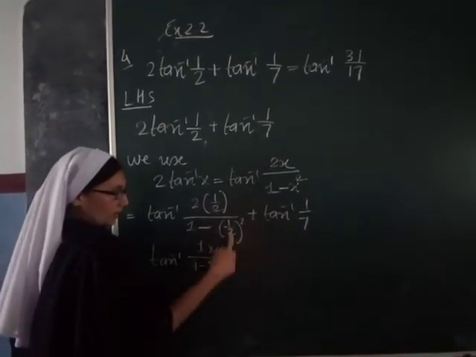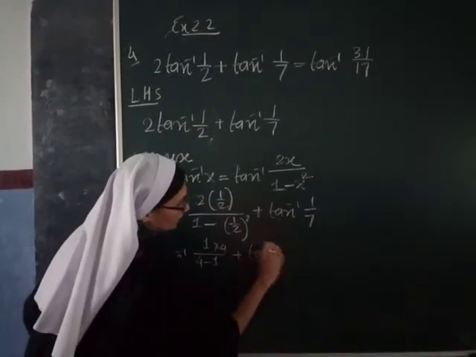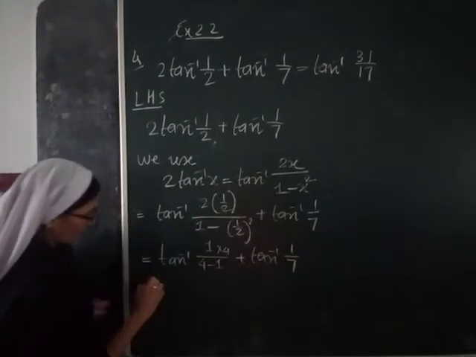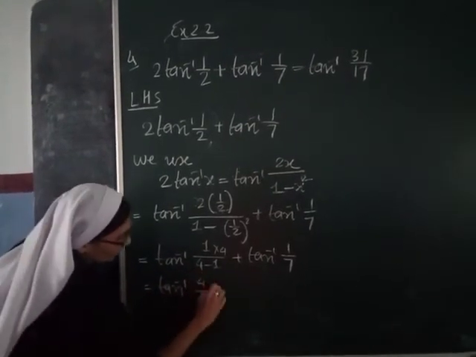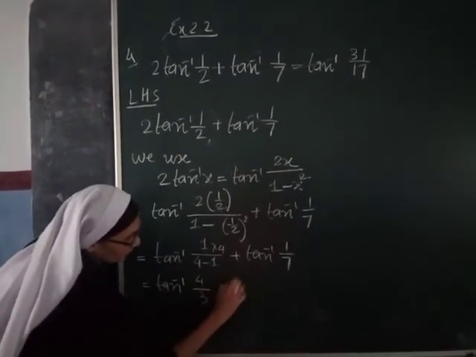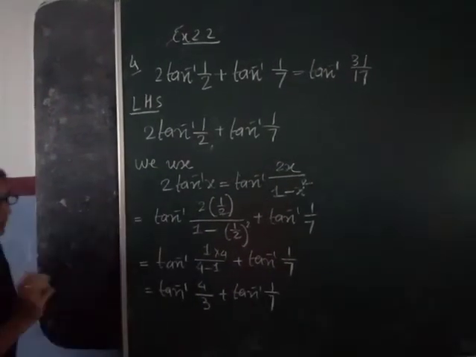4 minus 1, and 4 will go up in the numerator, plus tan inverse 1 by 7. So tan inverse of 1 into 4 is 4, 4 minus 1 is 3, plus tan inverse 1 by 7. Okay, now we will use the result.